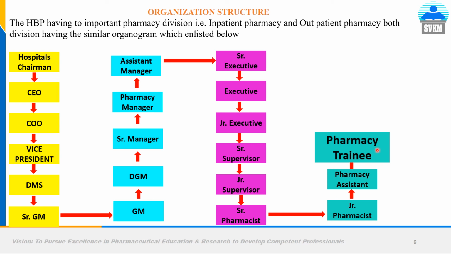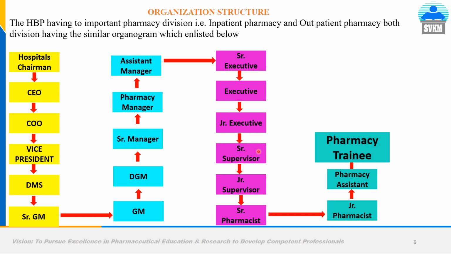After the successful completion of the training period, the pharmacy trainee is deputed as a junior pharmacist. Then, after the successful completion of a year, they are upgraded as a senior pharmacist. Just above the senior pharmacist there is a junior supervisor. So the pharmacy assistant, junior pharmacist and senior pharmacist have, on a daily basis, their functional reporting to the junior supervisor. The functional reporting of a junior supervisor is to the senior supervisor.